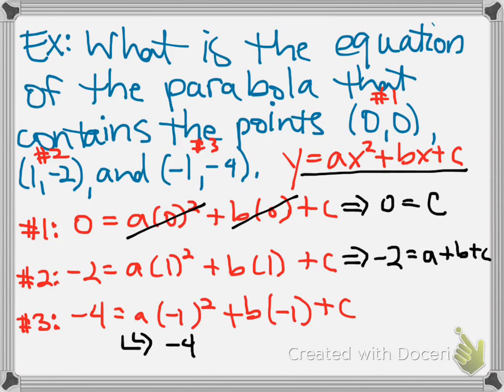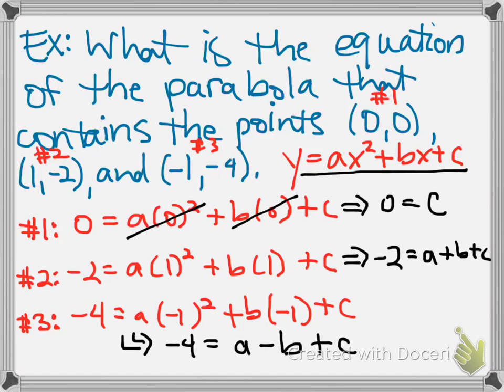Negative 4 is equal to a times negative 1 squared, but if we square a negative number, that of course becomes positive, and negative 1 squared will just be positive 1, so this is just a. B times negative 1 will become minus b, and then plus c at the end. So really what we have here now is a system of 3 equations, which is something that we just finished talking about in chapter 3.